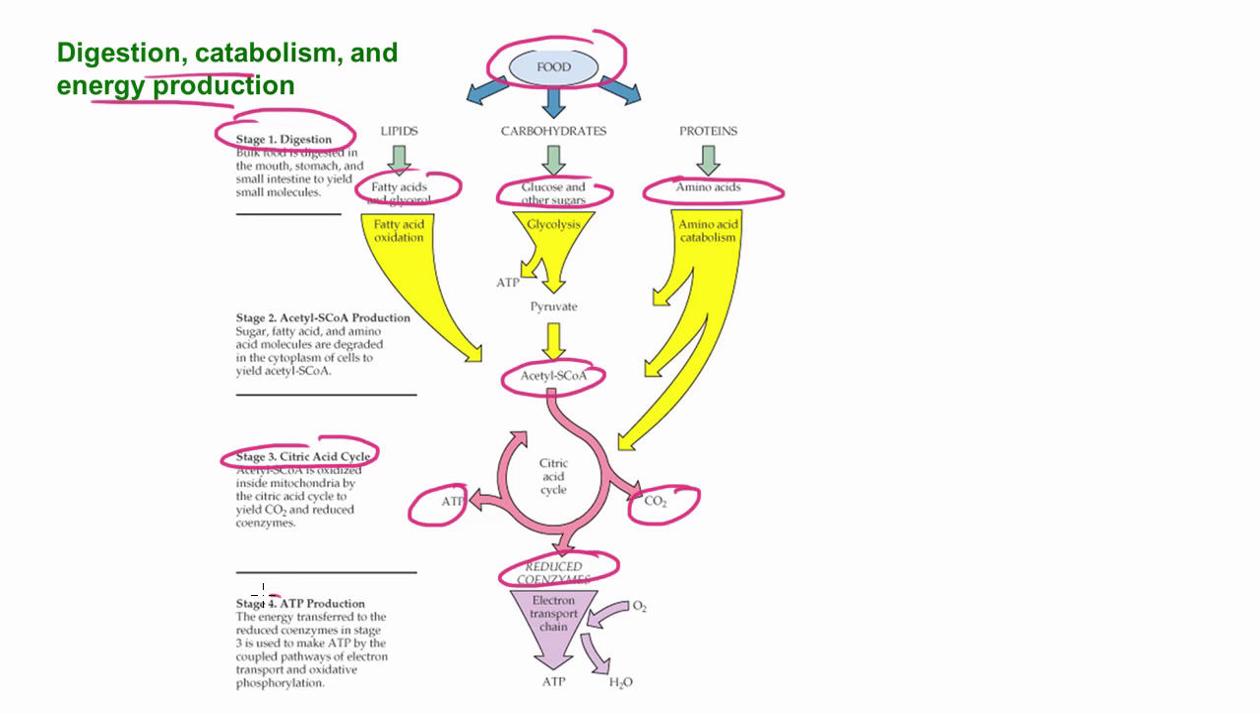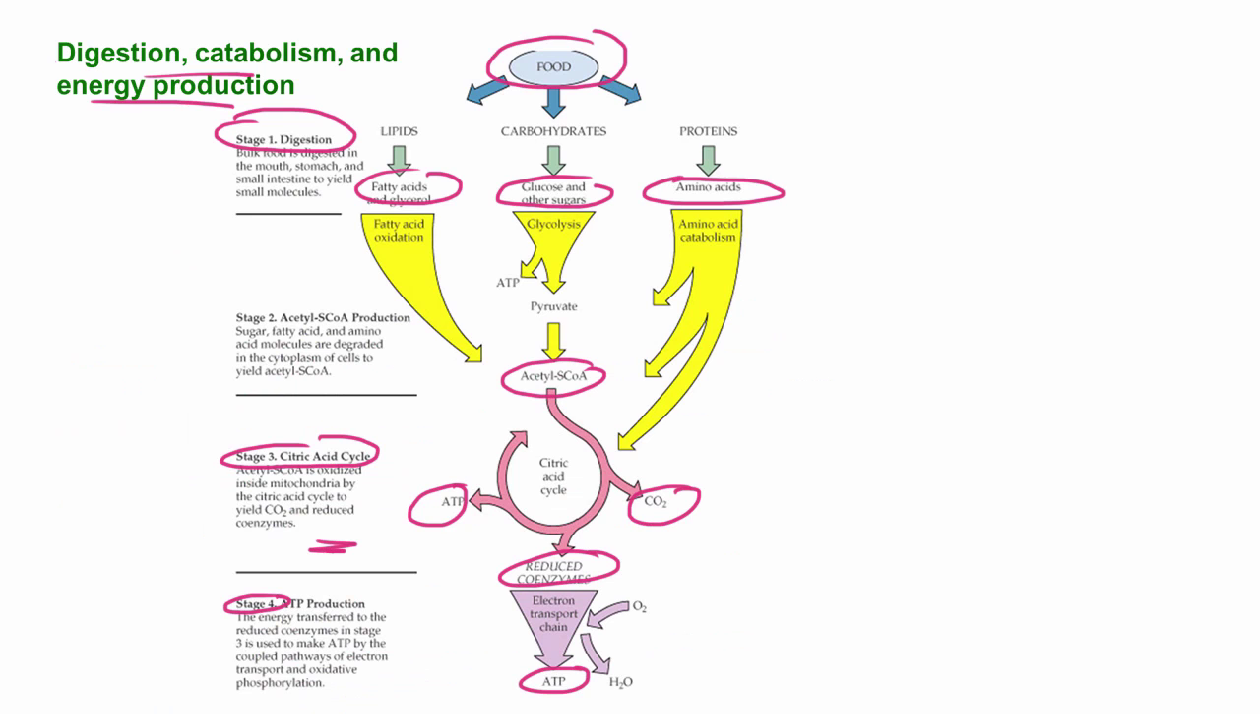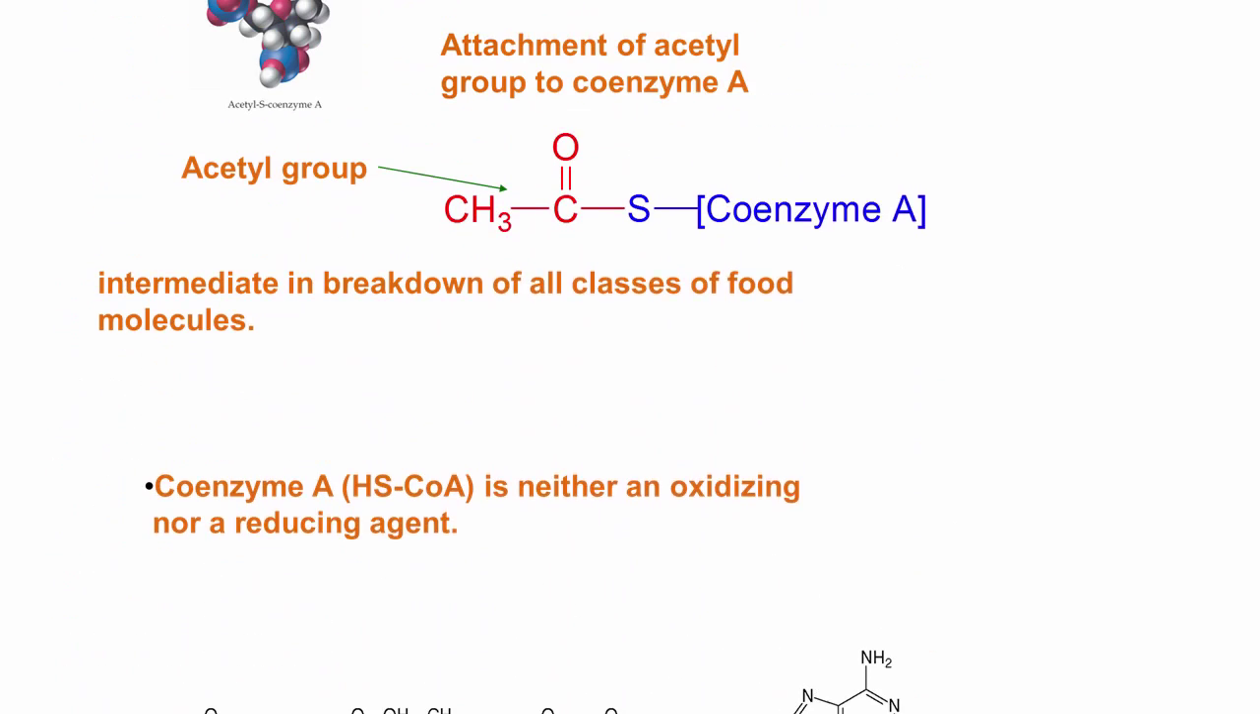And then finally, stage 4, this is the production of ATP, or high energy molecule. The energy transferred to the reduced coenzymes in stage 3, the citric acid cycle, is used to make ATP by the electron transport and oxidative phosphorylation pathways, which are coupled. I'll talk to you about what it means to be coupled in a little while. So those are the 4 main stages. We'll take each one and talk a little more in detail as we go. So let's take a look.